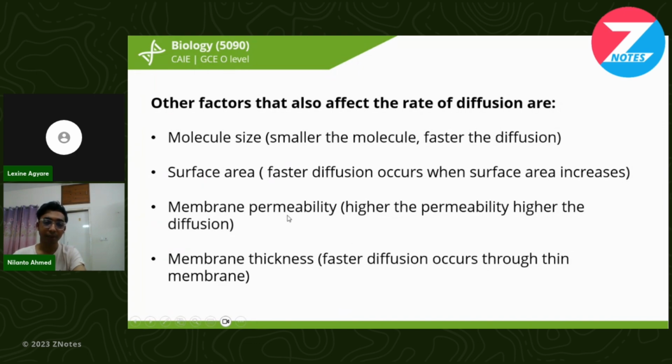Then membrane permeability: the higher the permeability, the higher the diffusion. And the membrane thickness. If the membrane is really thin, then diffusion will occur at a faster rate, such as in red blood cells, where the faster absorption of oxygen is really needed via diffusion.